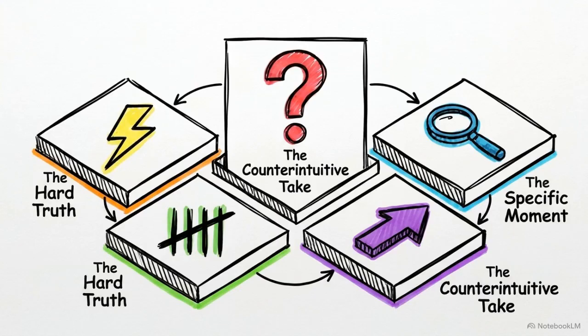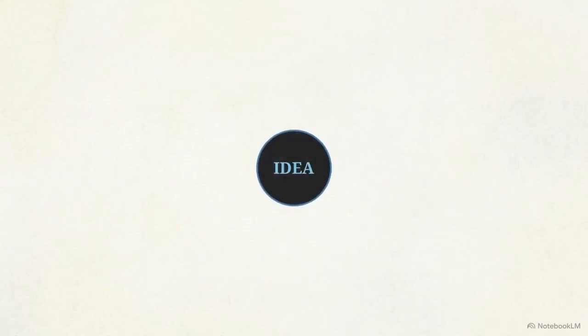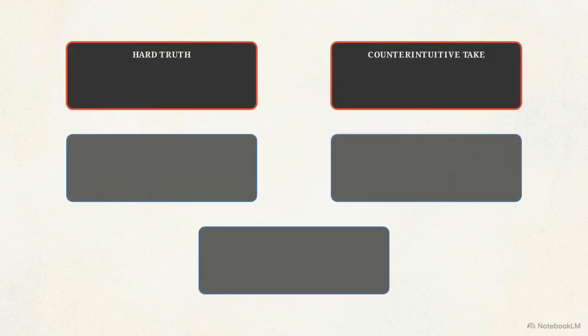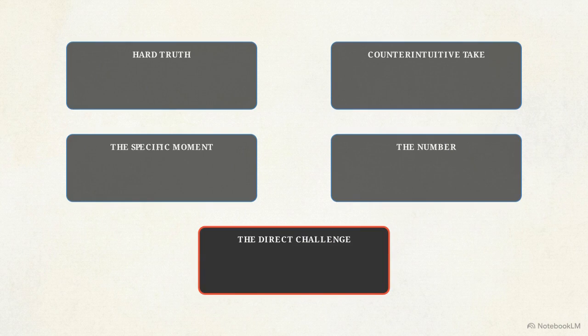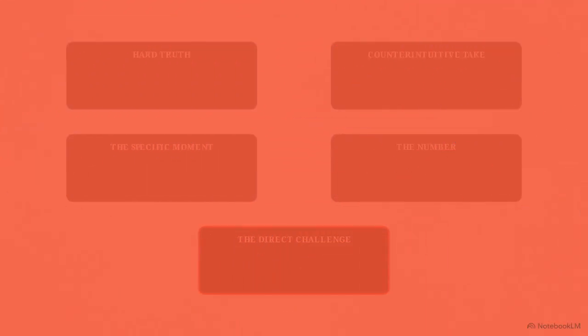However, the AI still requires rigid psychological categorization to start a post effectively. The prompt forces the LLM to generate 5 distinct hook angles for a single idea. The hard truth and the counterintuitive take state an uncomfortable reality or subvert a common expectation. The specific moment and the number inject high stakes into the writing without a slow setup. Finally, the direct challenge addresses the reader head-on, shifting the burden of tension directly onto them.